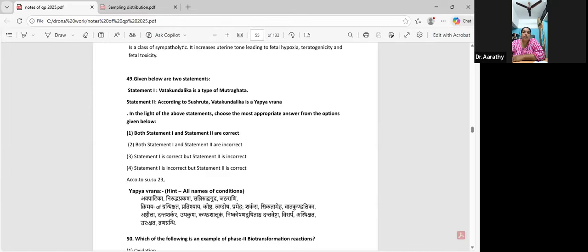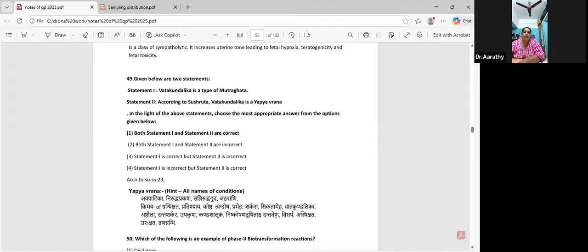Now, moving on to the next question, 49. Given below are two statements. Vata Kundalika is a type of Mutraghata. According to Sushruta, Vata Kundalika is a Yapya Vrana. Both statements are true. Statement number 1, you can get from Mutraghata Chikitsa or Mutraghata disease. And statement 2 is from Kritya Akritya Vidhi of Sushruta Sutra, 23rd chapter. You have Sukha Sadhya Vrana, Kricchra Sadhya Vrana, Yapya Vrana, and Asadhya Vranas mentioned over there. And Vata Kundalika is one Yapya Vrana mentioned in that context.